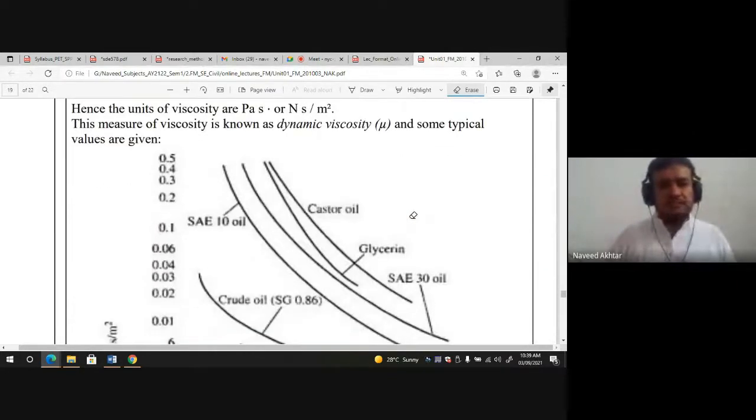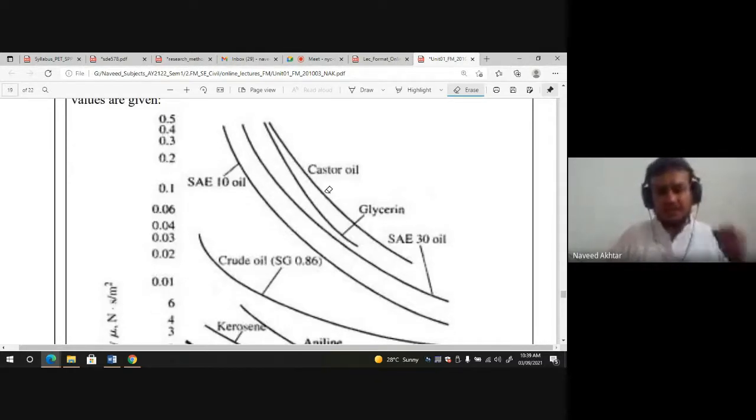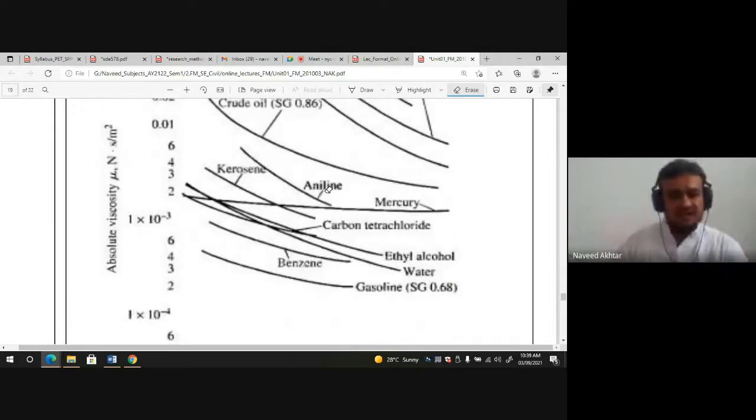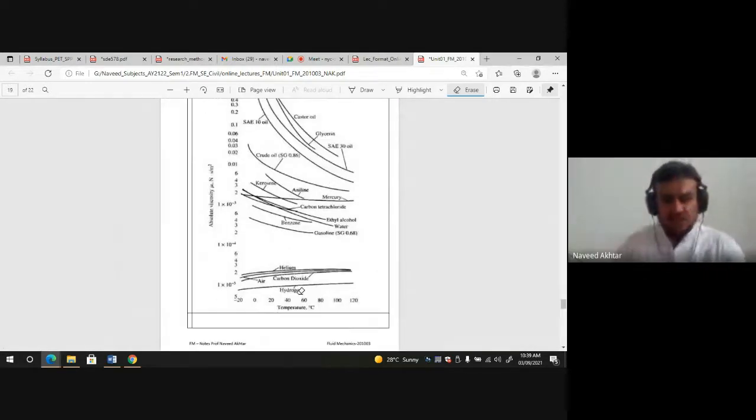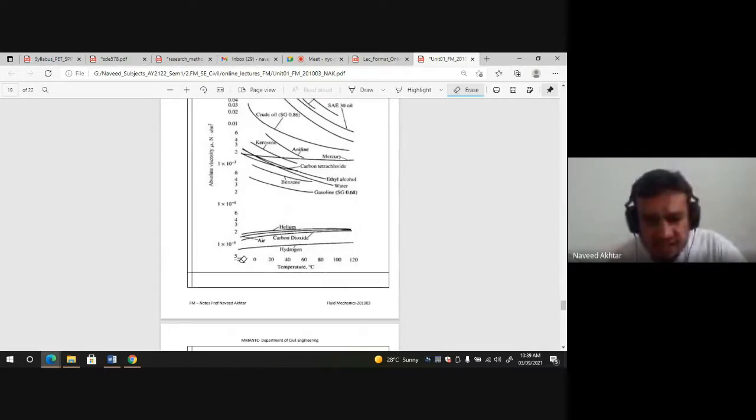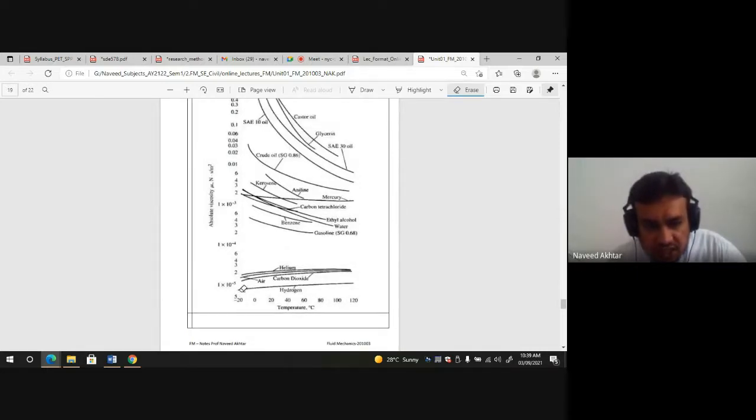Here are some typical values of the viscosity for different liquids. You can see here the temperature in degrees: -20, 0, 20, 40, 60, 80, 100, 120. And then you can see air and helium, these are nothing but gases. And then you can see that as temperature increases, for hydrogen, the viscosity increases.